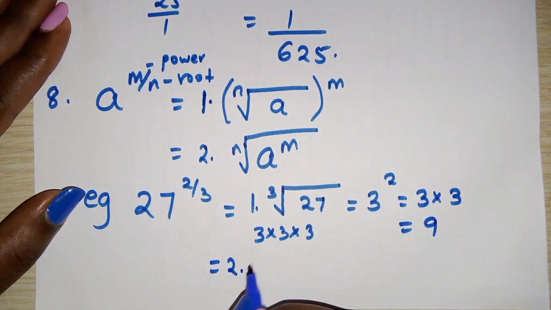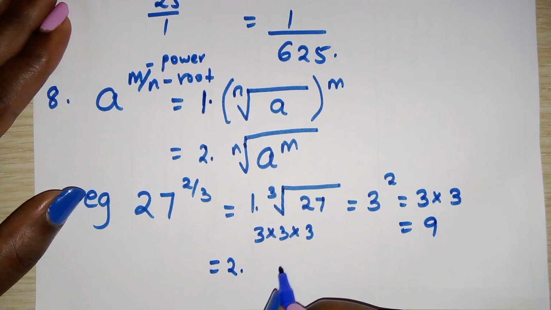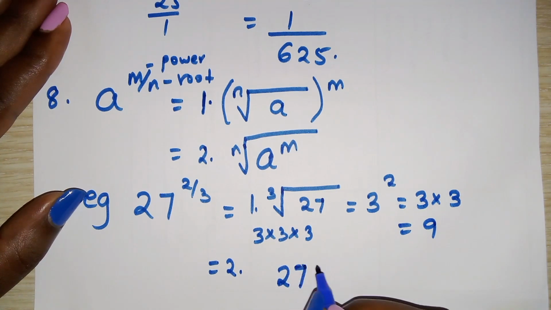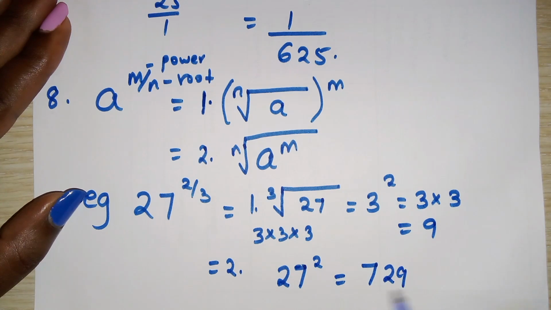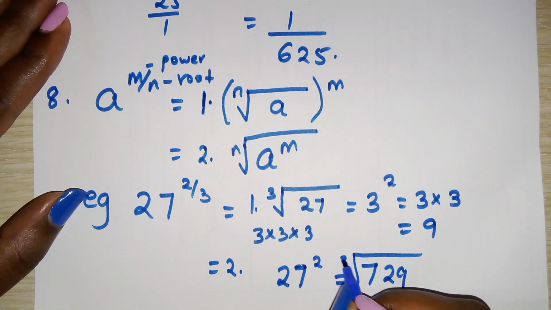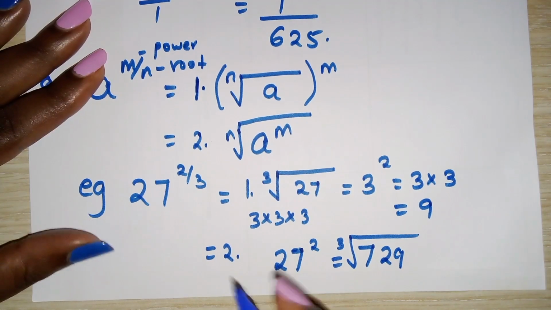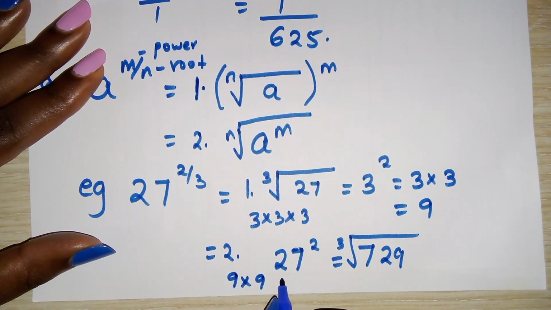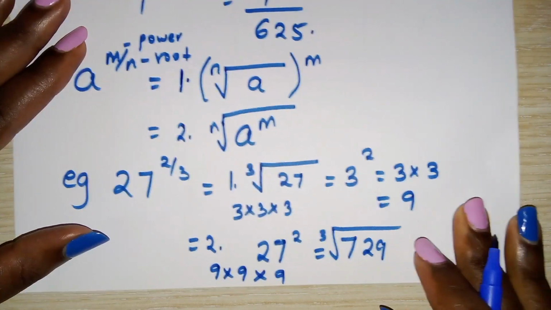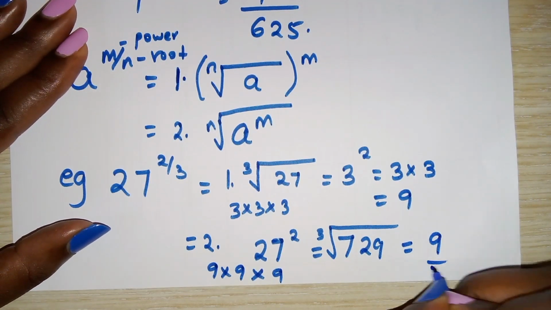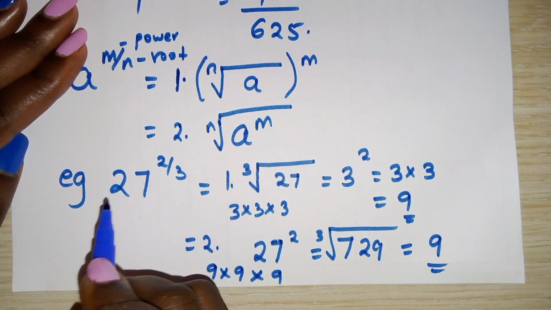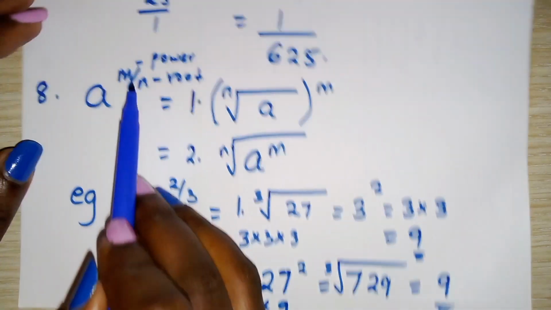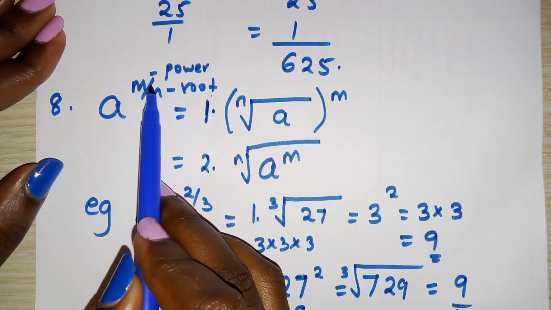We can try the second method, which is you do 27 squared. So 27 squared is the same as 729. And then you find the third root of that. If we do 9 times 9, that is 81, times 9, that will be 729. So the answer is 9. So you can use either way. Either you can start with the root, or you can start with the power. Remember, when it's a fraction, this is the root and that is the power.